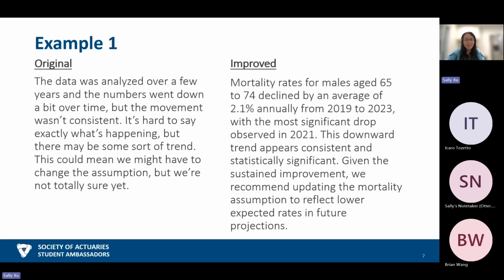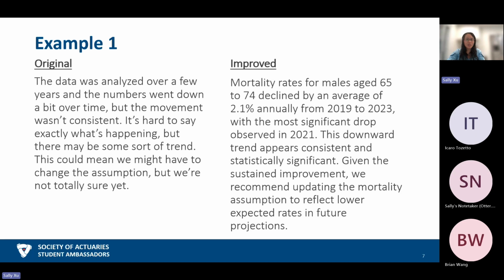And also, it doesn't provide any actual numbers to back up the trend. So the people reading it are confused, they're uncertain, and they don't know what the next steps are. So here is an improved version. Now let's compare them together. Why is the improved version better?